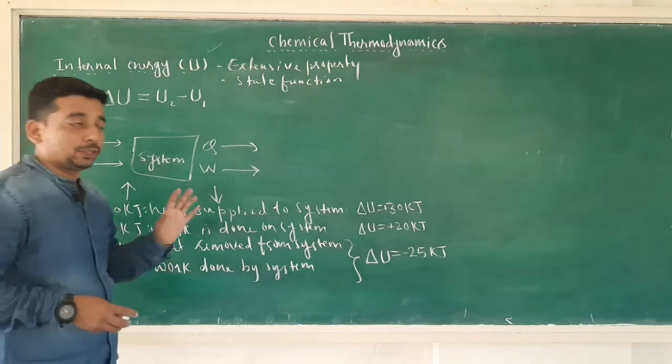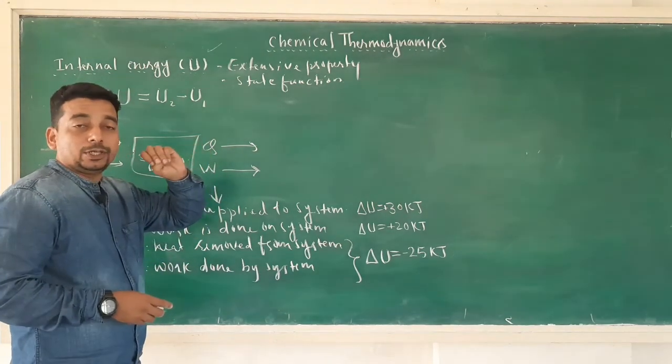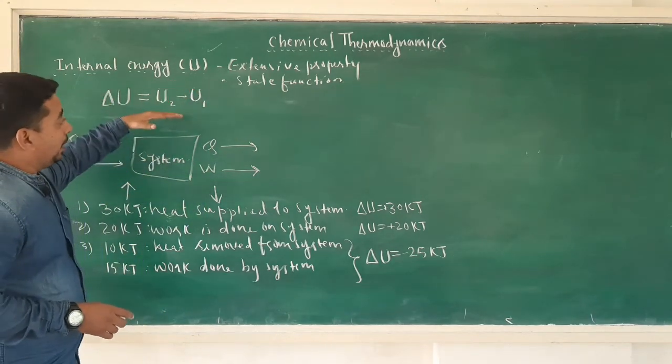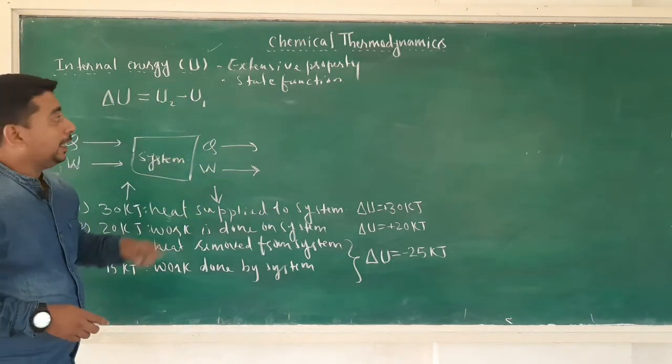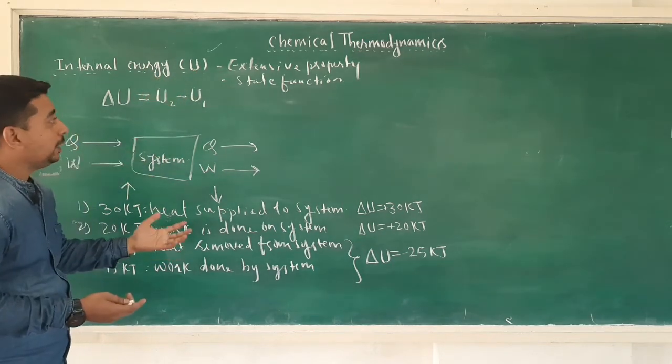Every substance is associated with a definite amount of energy. That amount of energy stored in substance is called internal energy. It is given by capital U. Now, in thermodynamics, we are not concerned about the exact value of this internal energy. We just want to know the change in internal energy of the system.